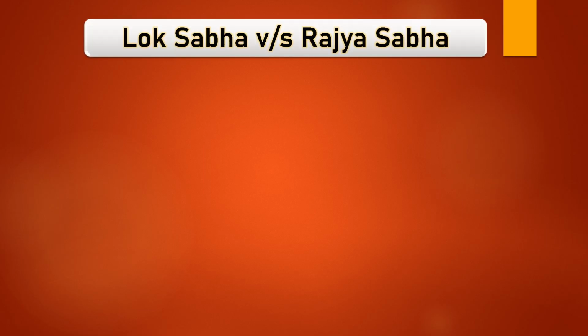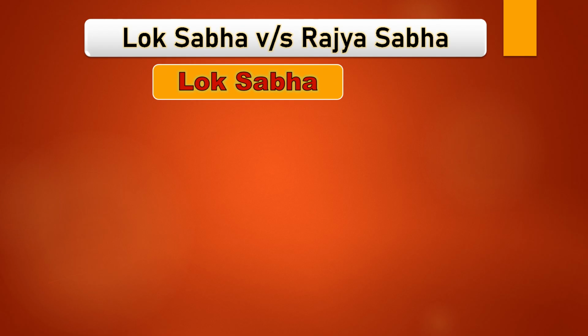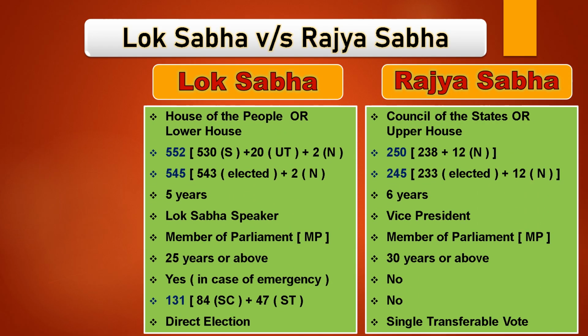Now let us do a comparative study of both the houses of parliament, Lok Sabha and Rajya Sabha. Let us first start with the other names of these two houses. Lok Sabha here is also called House of the People or the lower house, while the Rajya Sabha is also known as Council of the States or upper house of the parliament.